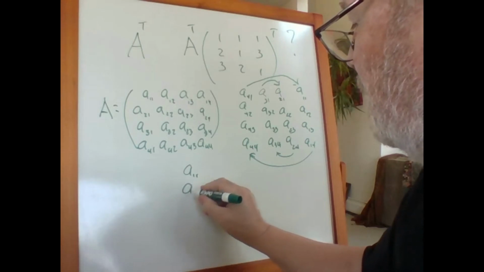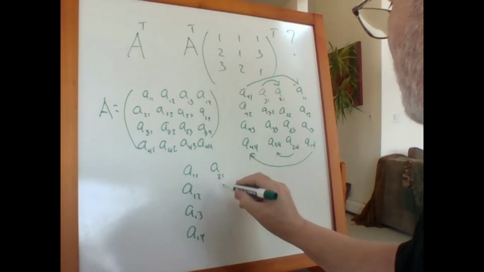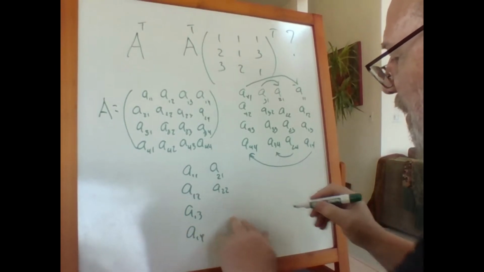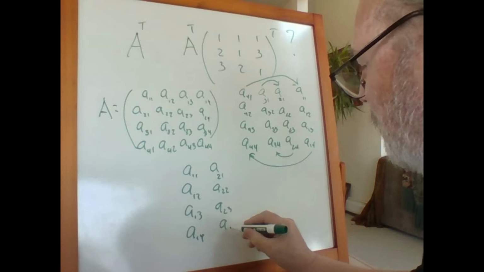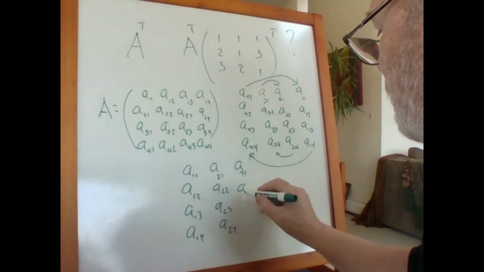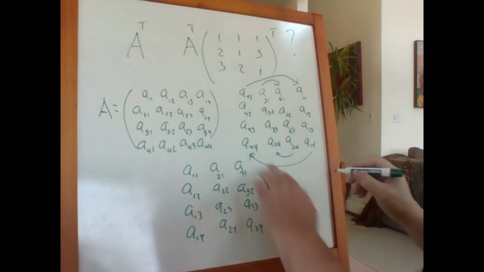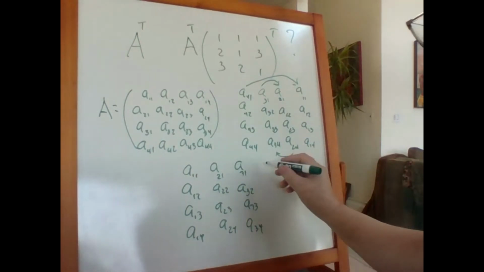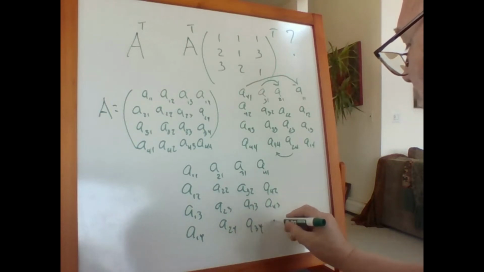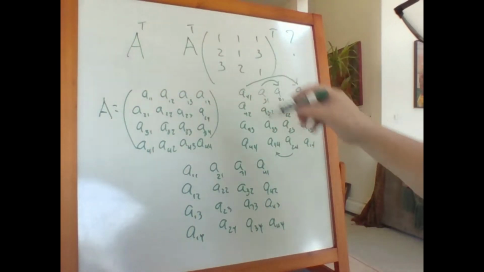A11, A12, A13, A14, A21, A22, A23, A24, A31, A32, A33, A34, and finally let's get rid of this arrow, A41, A42, A43, A44. And if you notice here, this is the original, and this is the transpose.